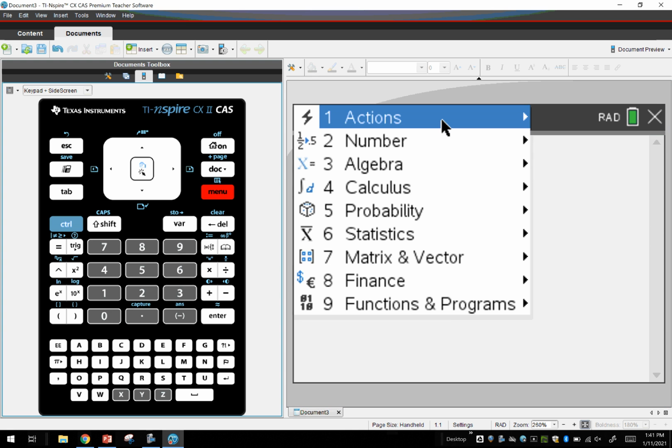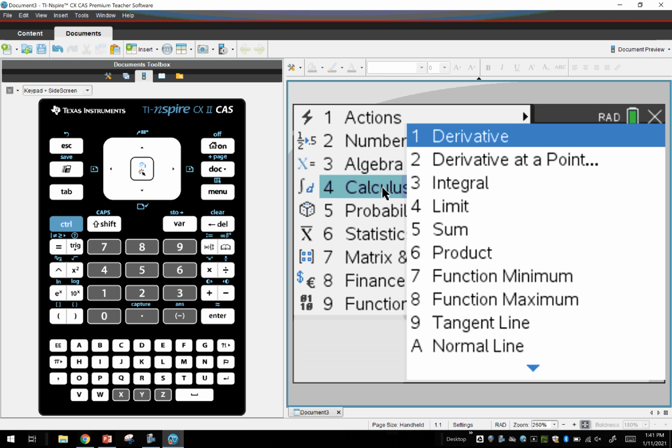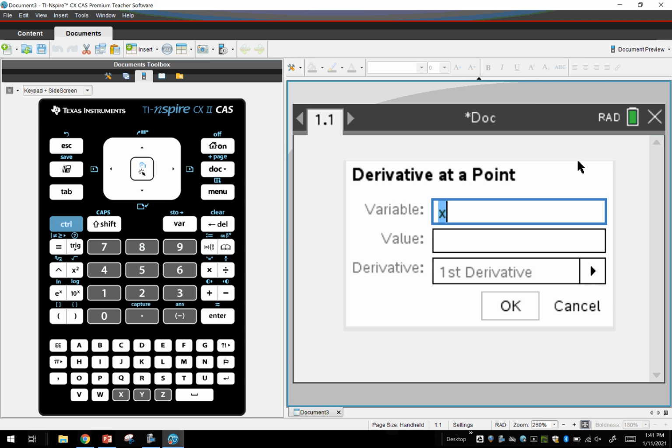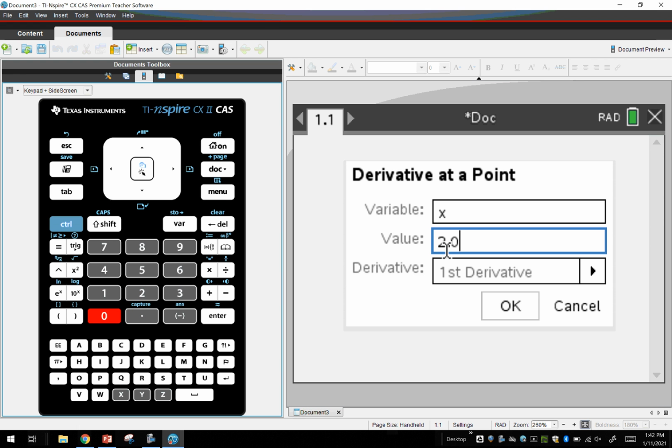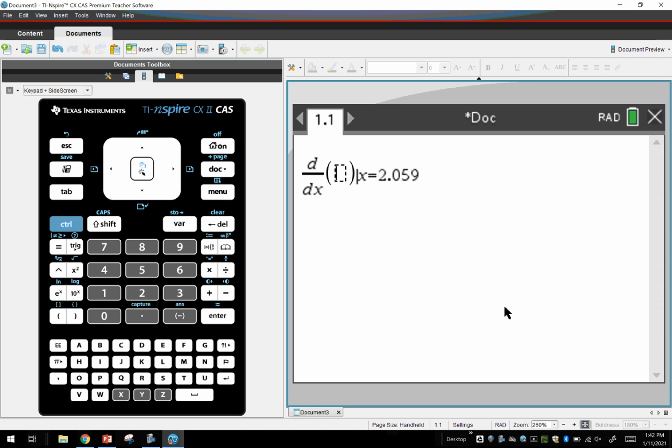So we press menu, we go to option 4 for calculus, and for me it's option 2, derivative at a point. I'm just going to use my variable, I'm just going to leave it as x. I know it's t's in my function, so I just have to make sure I replace that. And my value is what I just found there, so that 2.059. Hit OK. So again, it's going to evaluate my derivative at 2.059.